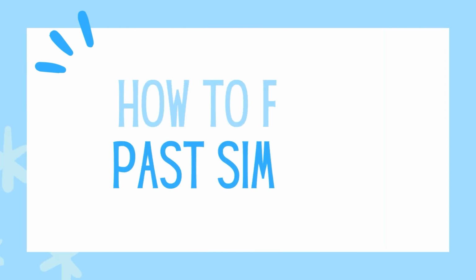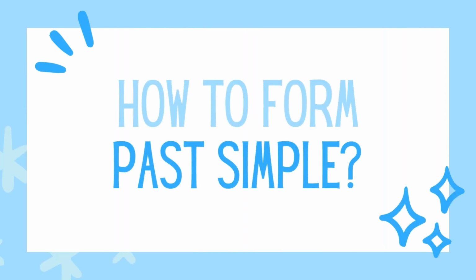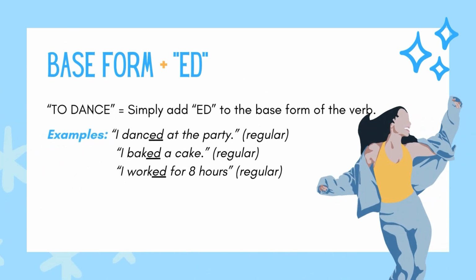So, how do we form the past simple? Most of the time, the past tense is formed simply by adding ed to the base form verb. Here's an example. Take the verb to dance. Simply add ed to the base form of the verb. Let's take some examples here.